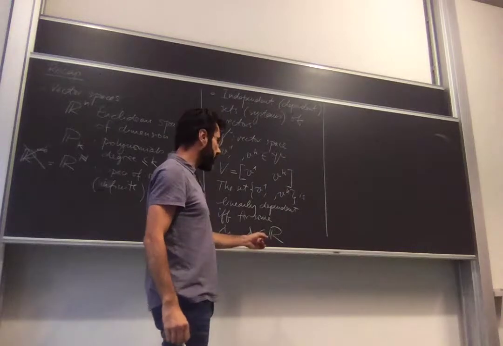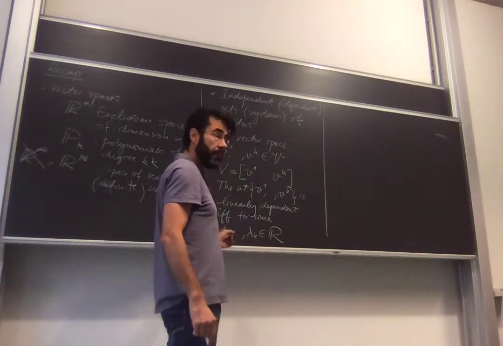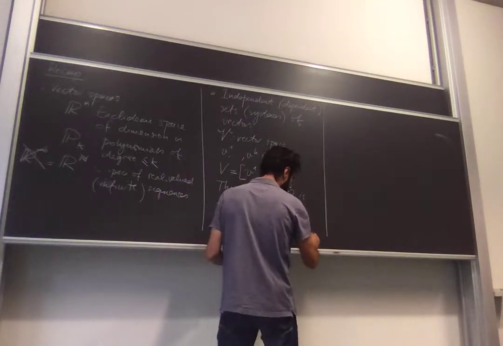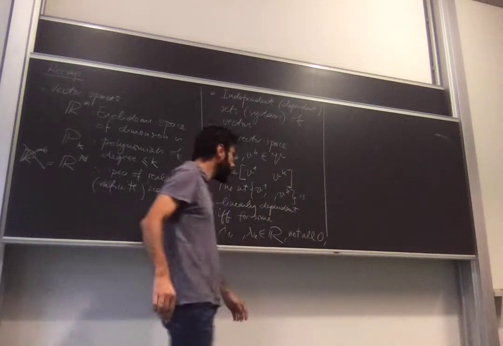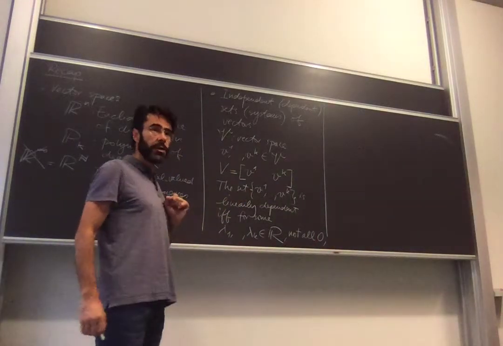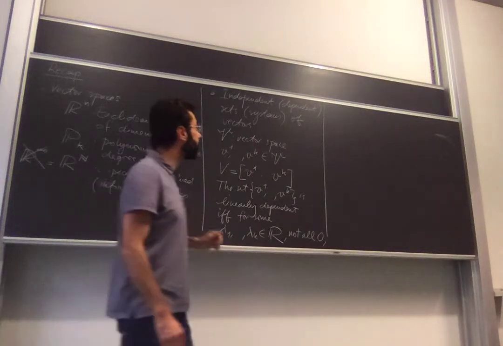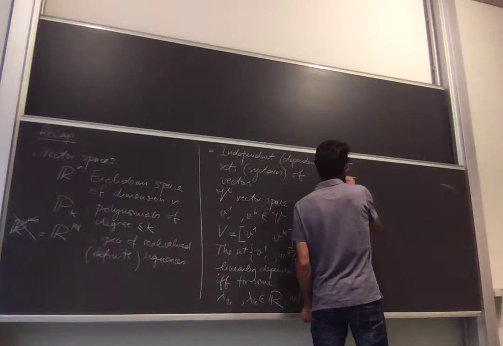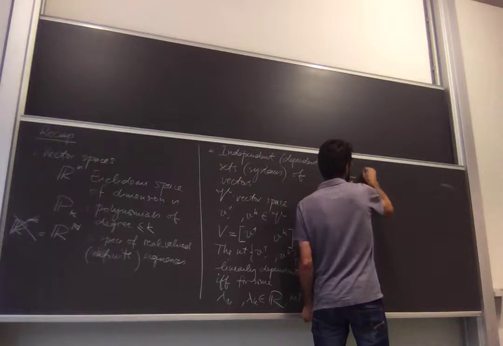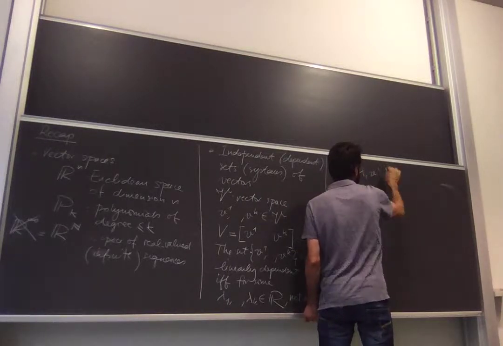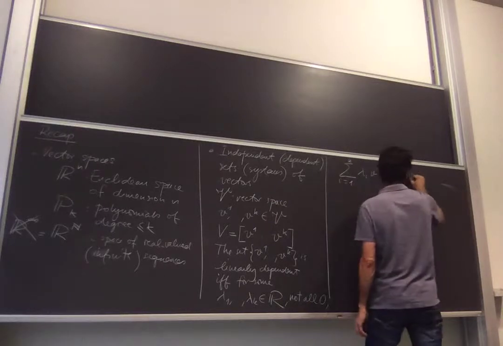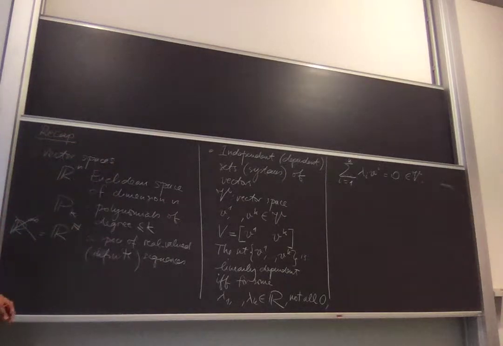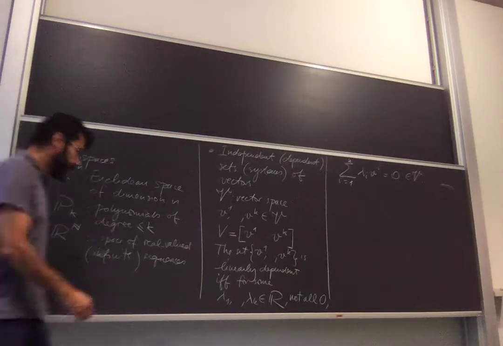And also some of them are non-zero. Some of them may be zero, but not all of them. So not all zero. I write it in words: not all zero. We have that a linear combination of these vectors is equal to 0, the sum from r equals 1 to k of lambda r v^r is equal to 0. This is of course the zero vector, right? It's not the zero number, it's the zero vector. So this is the definition of linearly dependent.